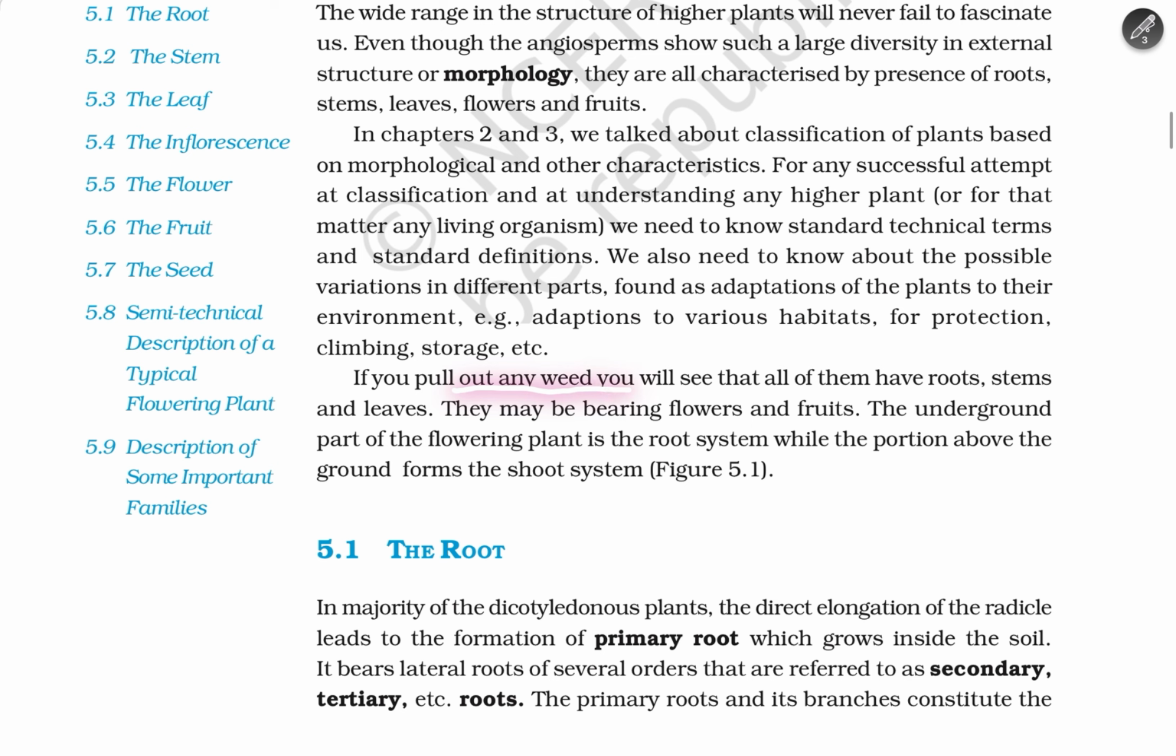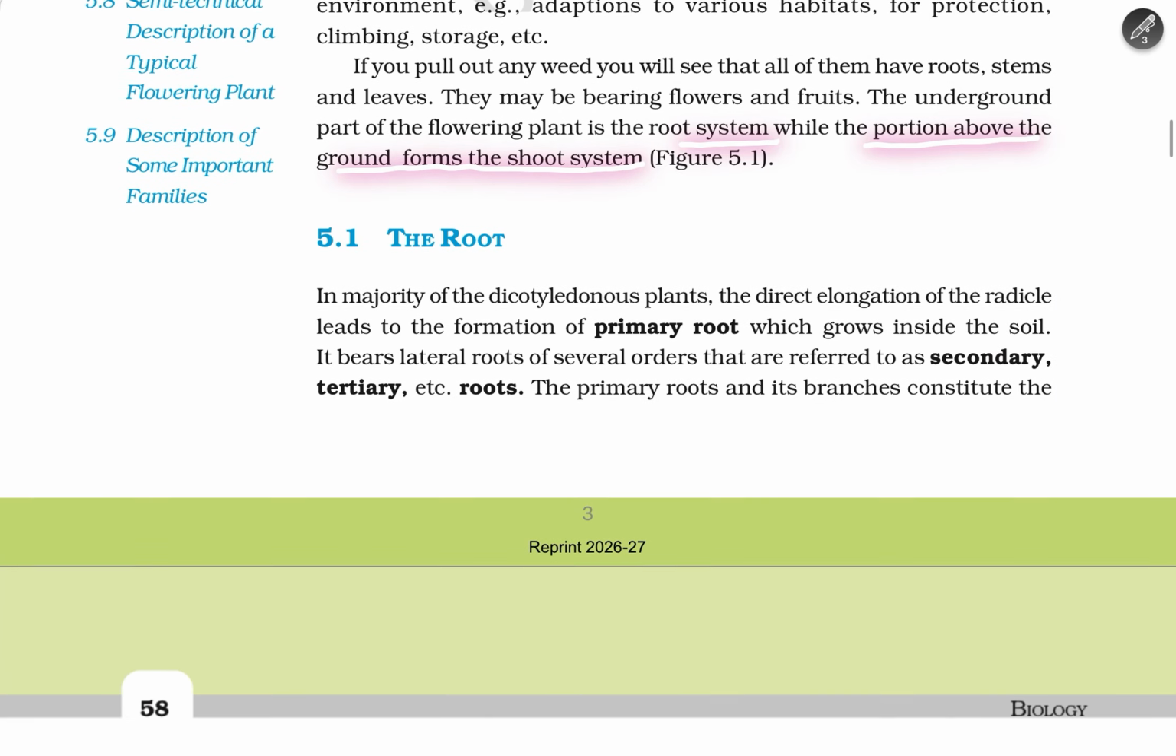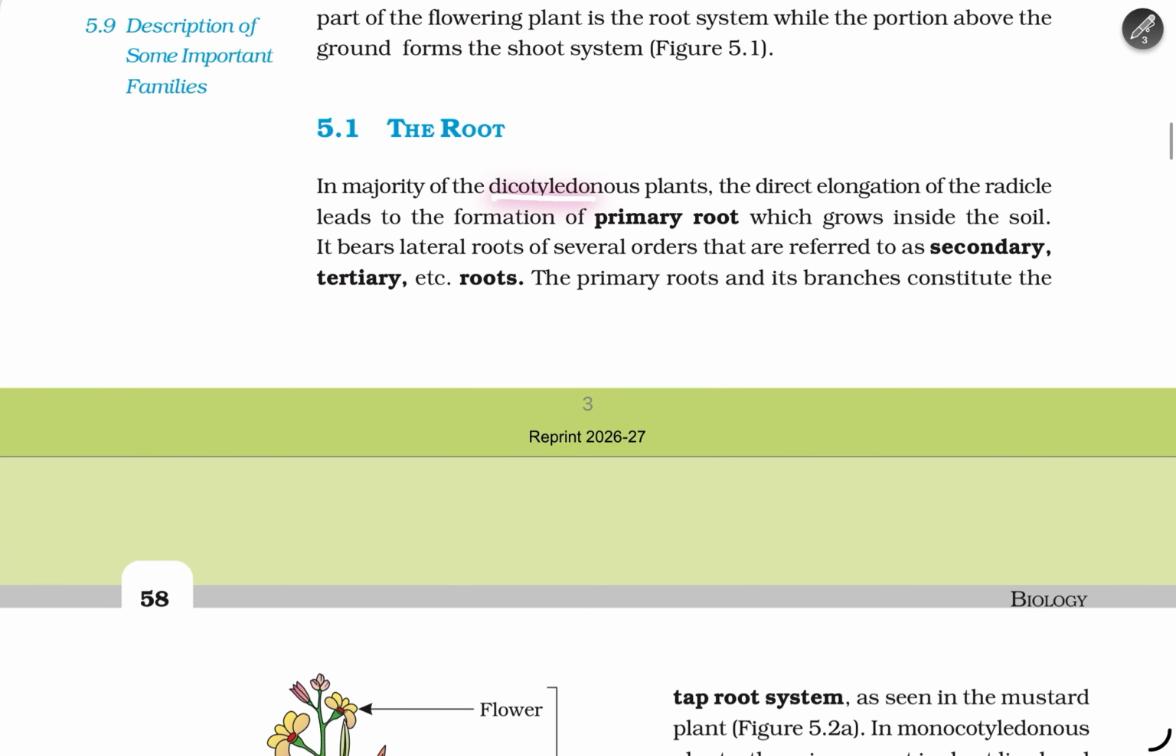If you pull out any weeds, you will see that all of them have roots, stems, and leaves. They bear flowers and fruits. The underground part of the flowering plant is the root system, while the portions above the ground form the shoot system. In the majority of dicotyledonous plants, the direct elongation of the radicle leads to the formation of a primary root, which grows inside the soil.